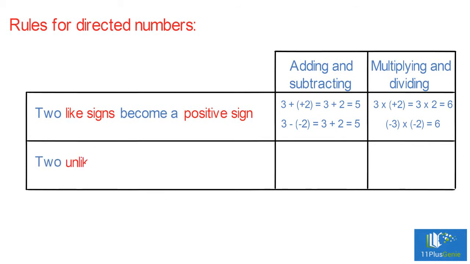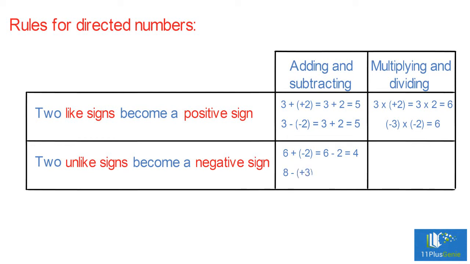Two unlike signs become a negative sign. For addition, we have 6 add negative 2 equals 6 take away 2, which equals 4. For subtraction, we have 8 take away positive 3, which equals 8 take away 3, which equals 5. For multiplying and dividing, we have 3 times negative 2, which equals negative 6, and negative 8 divided by positive 4 equals negative 2.